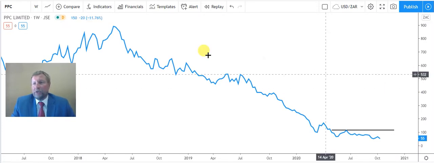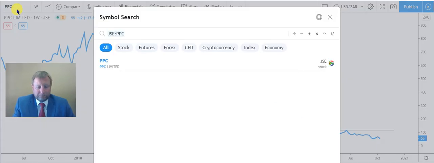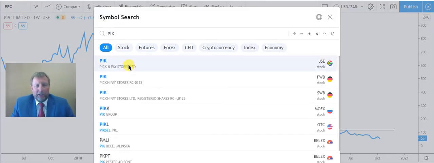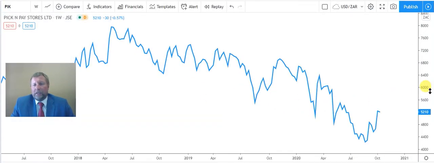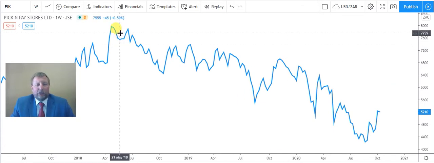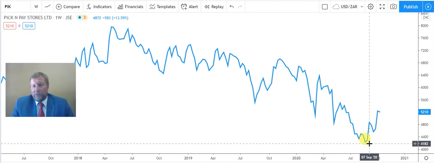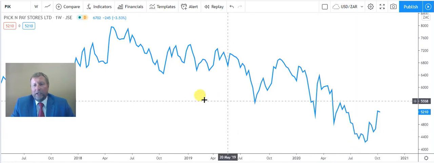So let's have a look at another stock, Pick n Pay. Now, Pick n Pay, there you are. If you look at the company, it is in early days mode. It was 80 Rand in 2018. We've seen a beautiful reversal here. It went down. And this is just to show you.